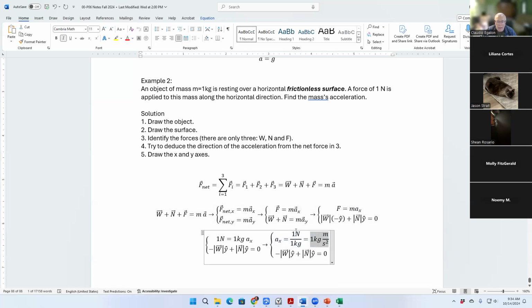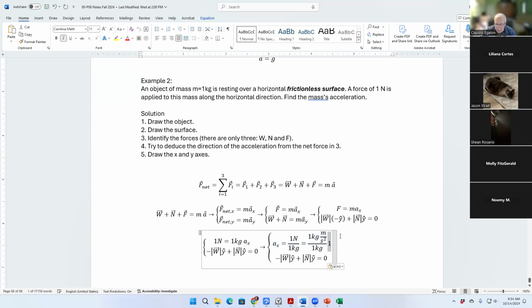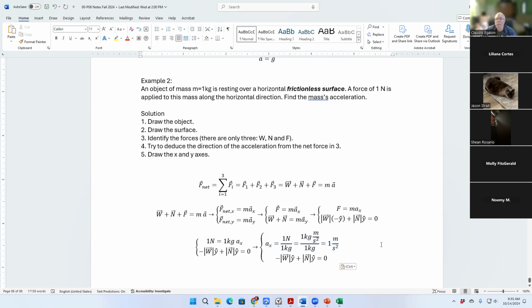Divided by, let's see how I'm going to do it. I'm going to do it like that. Divided by 1 kilogram. Kilogram cancels out with kilogram, and then what we have? We have 1 meter per second square. Okay. So we solved our problem.